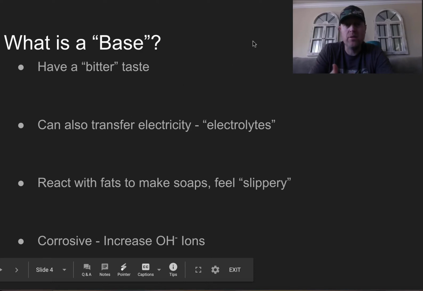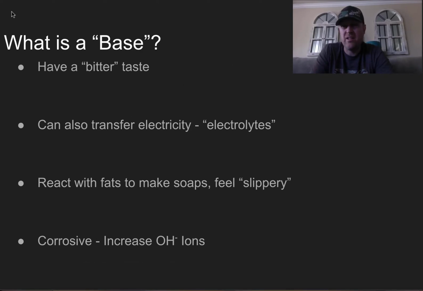What's a base then? Well, bases are bitter to taste. Think of your toothpaste. They can transfer electricity as well, so they are also electrolytes. And this should make sense to us when the hydrogen ions and the hydroxide ions dissociate. They have more positive or more negative charges, and so the electricity can pass through them. These feel slippery to the touch, and these have the hydroxide ions that we talked about. So acids, hydrogen ions; bases, hydroxide ions.